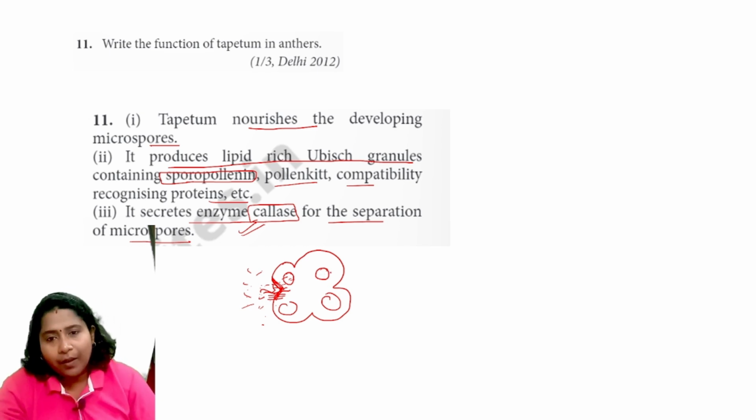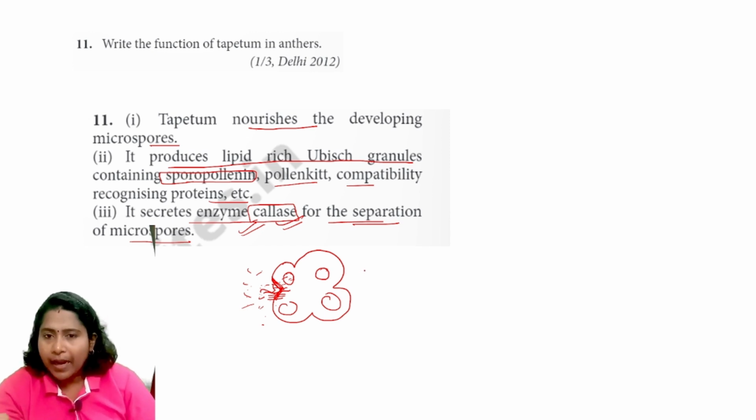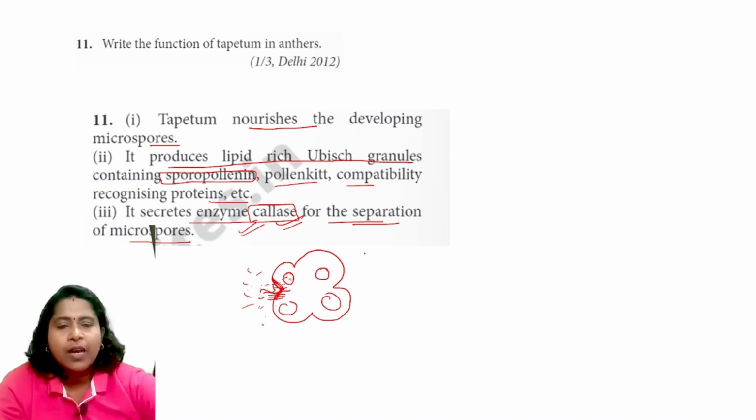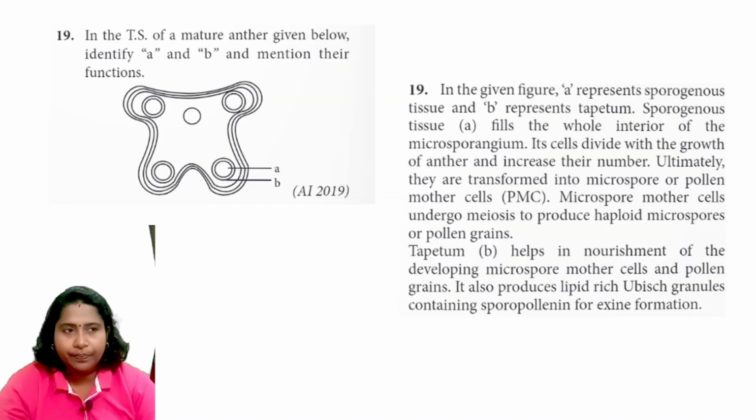Who is actually performing that particular function? An enzyme called catalase. It will help in the separation of the microspores. They will be in the tetrad form and it will help to separate the microspores. That is about the functions of the tapetum.